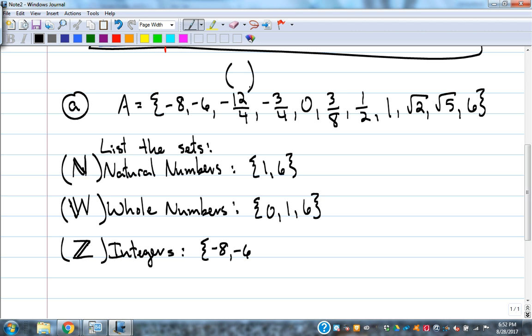Because it reduces, right? To be what? -3. It's technically -3. They've got it written in disguise as a fraction, but it's really -3. But if you're an integer, or a whole number, you're also part of the integers group, right? So you've got 0, 1, and 6 in there as well.